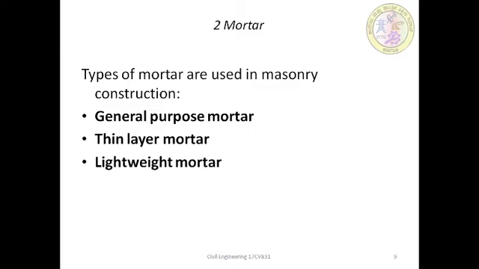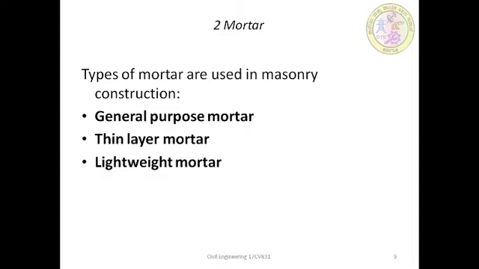The first one is general purpose mortar, which is a traditional type of mortar used in joints with a thickness greater than 3 mm, in which only dense aggregate is used. The second one is thin layer mortar. It is used for masonry with a nominal joint thickness of 1 to 3 mm. Thin layer mortars are designed to fulfill the specific requirements of masonry construction.